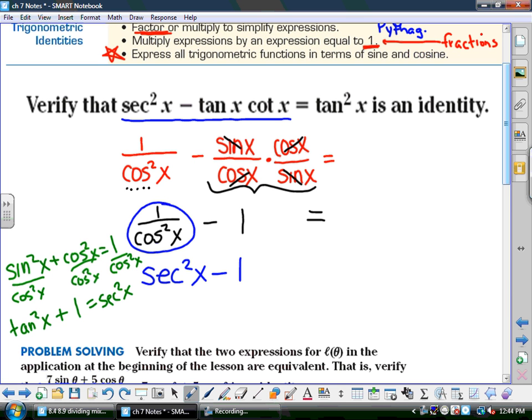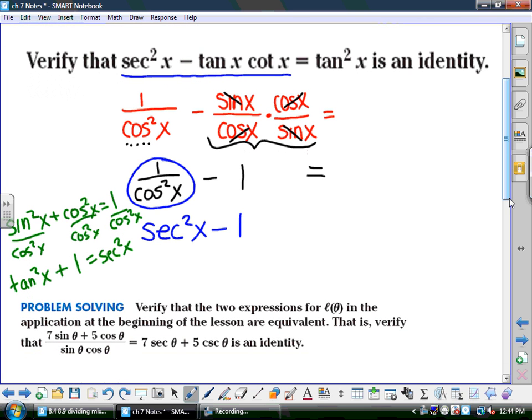And this is all off to the side. This isn't part of the problem. This is just me thinking about the problem. I have secant squared minus 1. So secant squared minus 1 equals tangent squared. And that's what we were supposed to get on the other side.